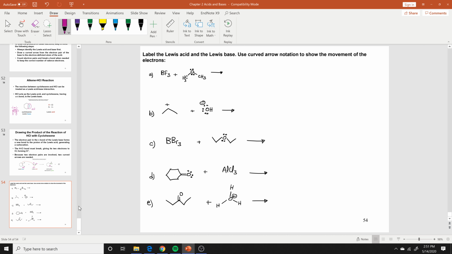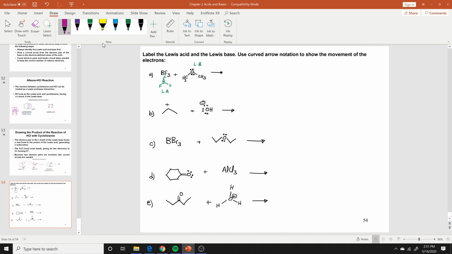This is the last slide. Let's go ahead and label both Lewis acid, Lewis base, and draw a curved arrow. So we're going to start with this one over here. It's going to be my Lewis acid. This is going to be my electron deficient site over here. This is going to be my Lewis base. This is my Lewis acid.